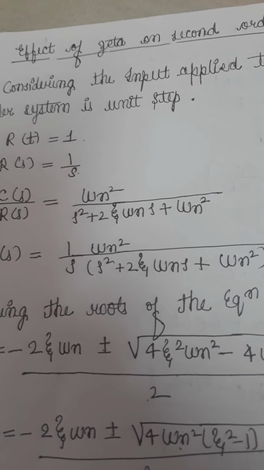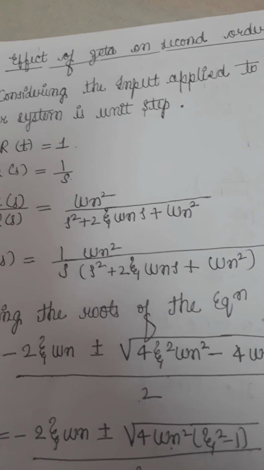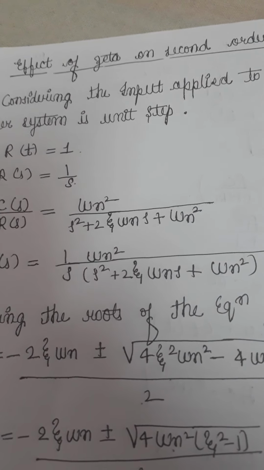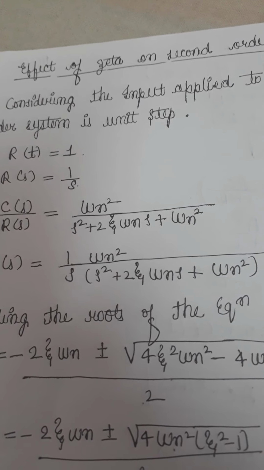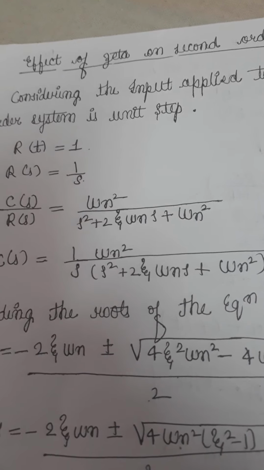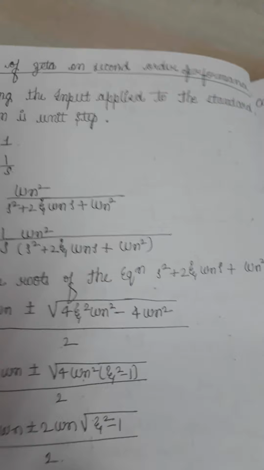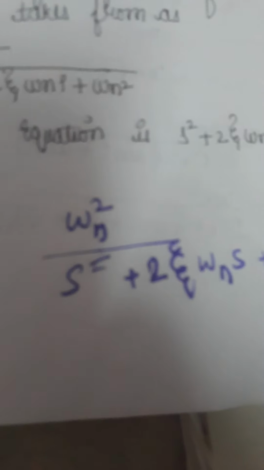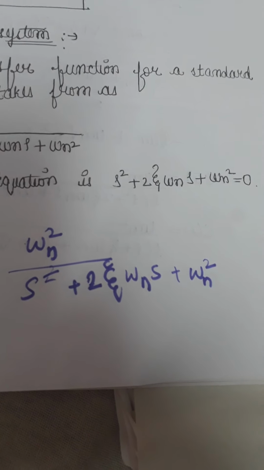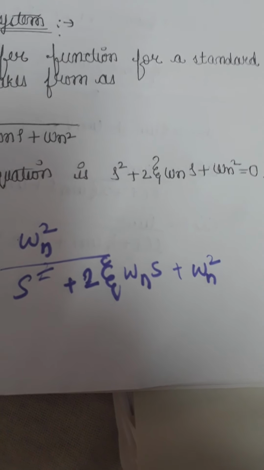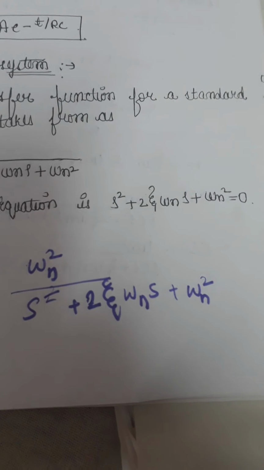Again, C(s)/R(s) for a second order system, we know that omega n square, you should write omega subscript n, that 2 should be on omega. Here the student has not written properly, but I have shown you how to write omega. You have to write omega subscript n square divided by s square plus 2 zeta omega subscript n s plus omega n square.